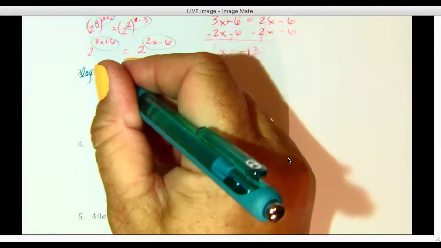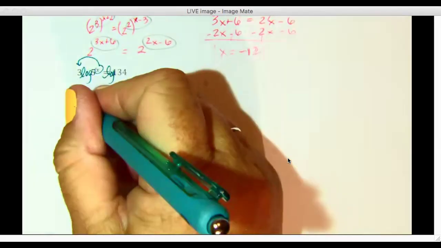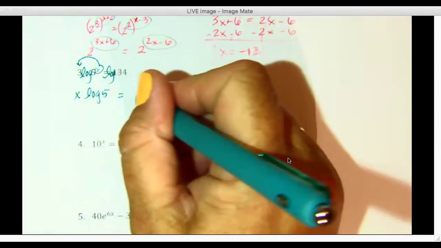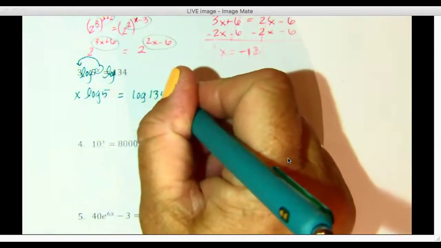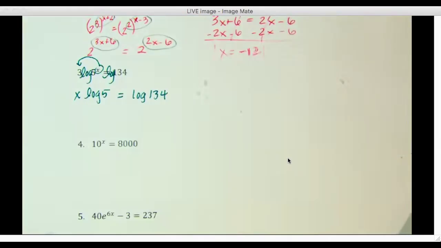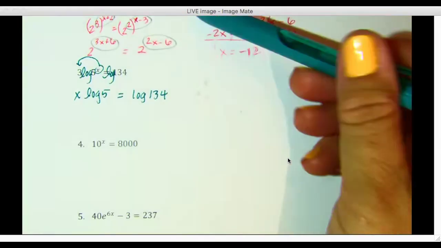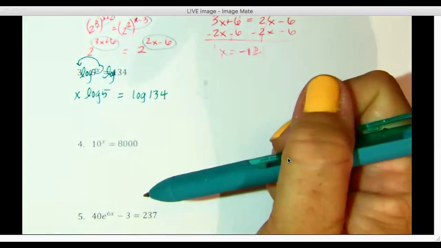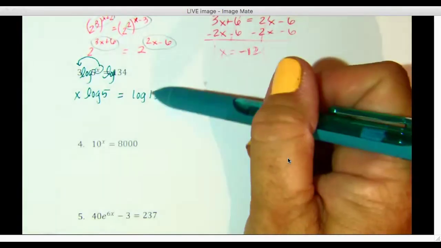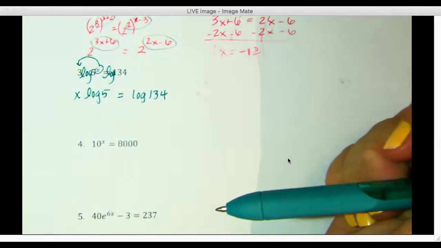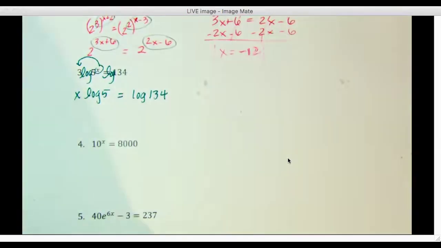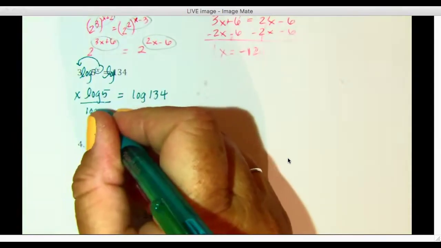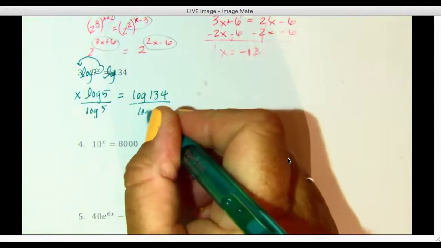And this x is going to come out front here, and I have x log 5 is equal to log of 134. And our goal here is to solve for x. That's been our goal in all of these problems so far. So log 5 is just a number. If you type that in your calculator, you get a decimal. And log of 134 is also just a number. If you type that in your calculator, you get a decimal. So I have x times a number here, and to get that off, I can divide both sides by log 5.